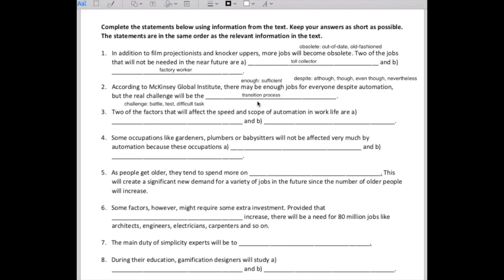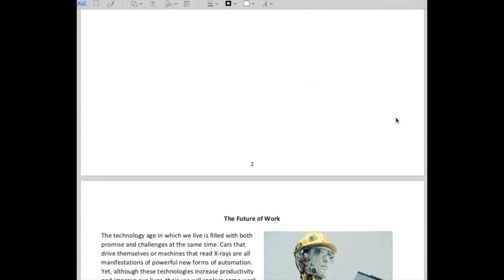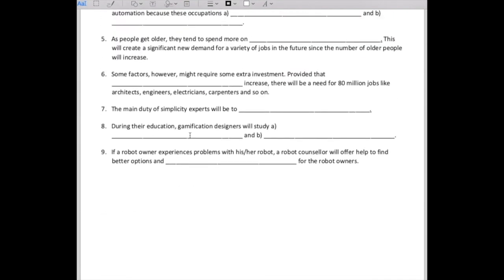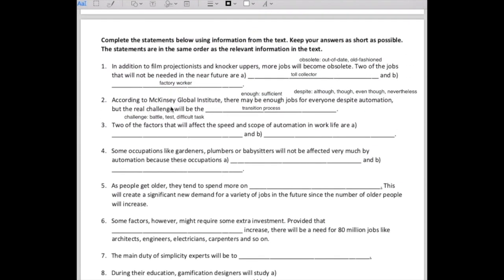So what's the difference? In this part of the text, the subject is the real challenge. Then we have the verb to be, and then the object is the transition process. Let's check if it's similar to the text. Now in the text, it says, however, the transition process, subject, will be very challenging. Well, the meaning is basically the same. In this case, the challenge is the subject. In the other case, the challenging was the adjective, but the meaning is very similar. Okay, so let's get rid of the synonyms to reduce clutter, which is another word you should know if you want to do the proficiency exam.